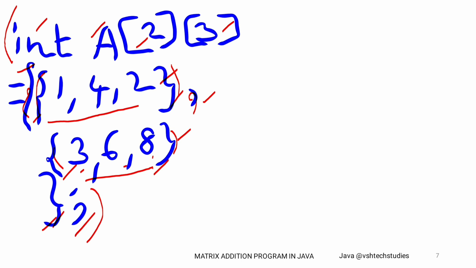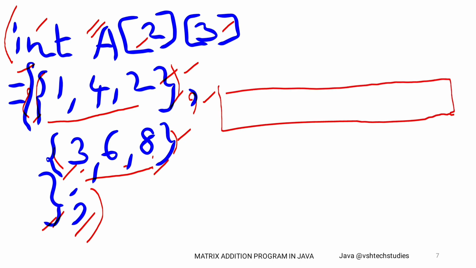So in this way, if we declare and initialize, means assign the values, like this, then also 6 memory locations will be reserved in the memory. So what is this whole block name? A, because A we have given. How many? 2 rows, 3 columns means totally 6 elements are going to be stored. Hence 6 memory locations are reserved.